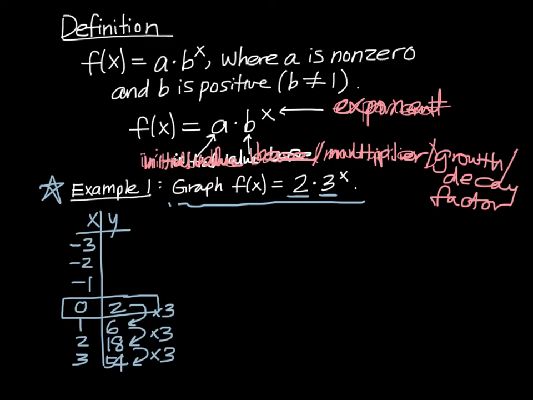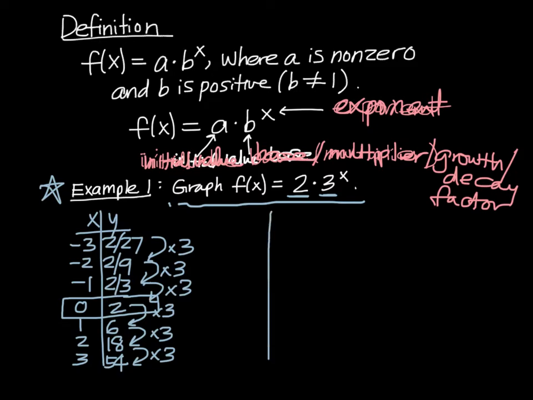Now to go in reverse, you would divide by 3. So this would be 2/3. When x is negative 2, y will be 2/9. And then when x is negative 3, y will be 2/27. So, as you can see, we have preserved this pattern of multiplying by 3 if we were to go down the table.